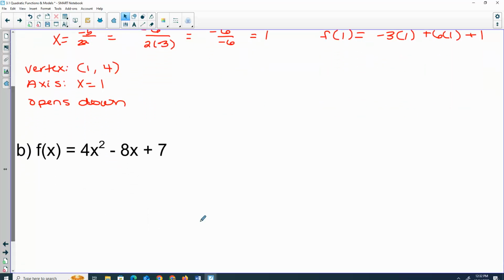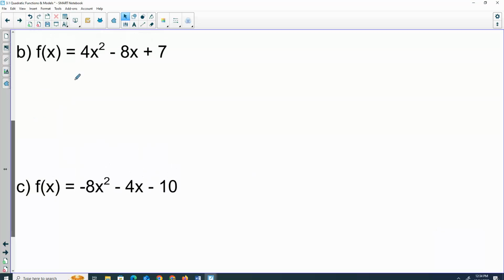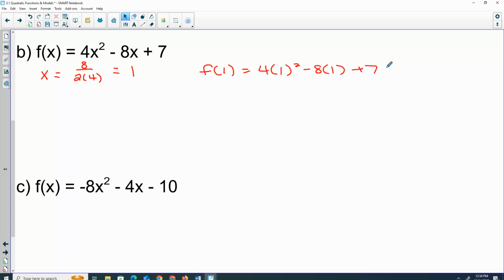Find your vertex, axis of symmetry, if it opens up or down. Alright, so for this one, opposite of b would be positive 8 over 2 times 4. So we get 1. Plug in 1. And we get 3. So vertex is ordered pair 1, 3. Axis is x equals 1. Open up or down? Up. Good.